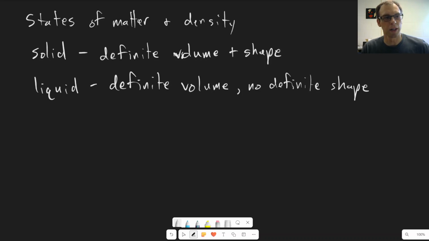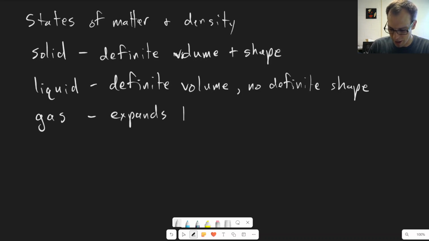A classic example of a liquid, of course, is water, which we're all very familiar with, but we can have liquids of other things as well. And it's going to take the shape of whatever thing that it's in. And then our final state of matter, my favorite because I study atmospheric chemistry, is a gas. And this is something where the molecules or atoms in the substance are all very spread far apart from each other. And this has no definite volume or shape, and instead it expands to fill whatever container it is in.